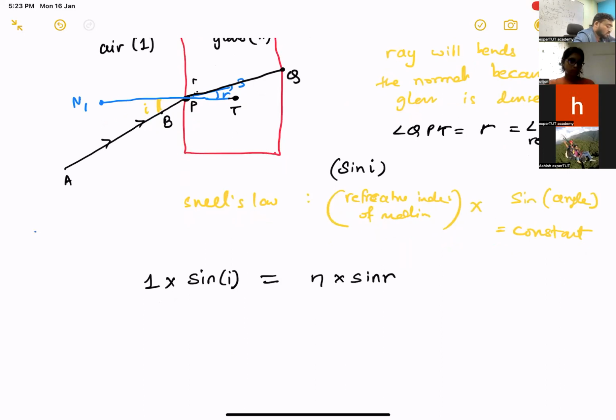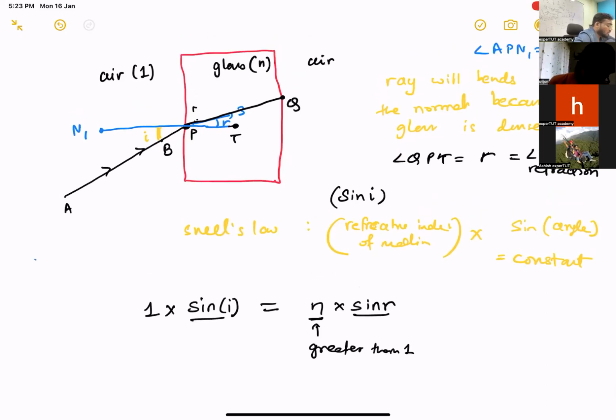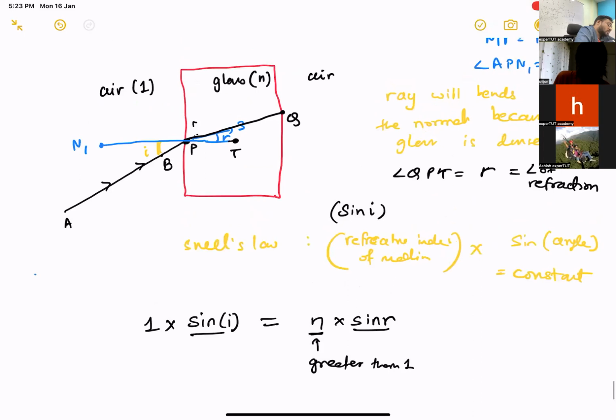Fine. From here you can conclude that r is less than I, because the left side is sin I, the right side is sin r, and this number n is greater than 1. Anyhow, now see. If you make the normal at Q and call it N2, and suppose this is V. What is angle VQP?